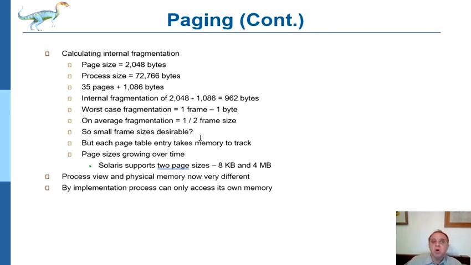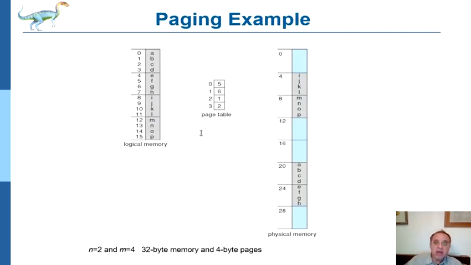So it sounds like small frames would be desirable. That's true from this perspective for limiting internal fragmentation. But each page takes an entry in the page table to track. In other words, as we make our pages smaller and smaller, we're going to have more and more rows in our page table.